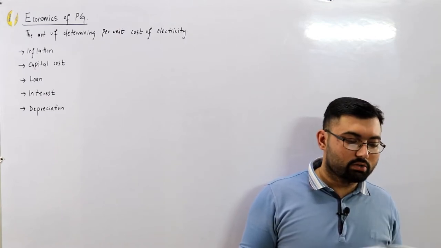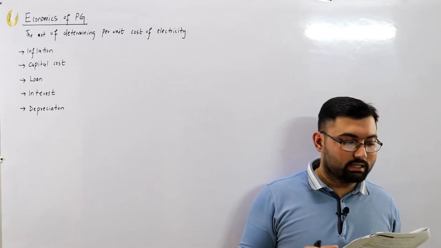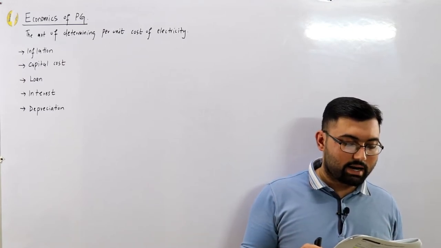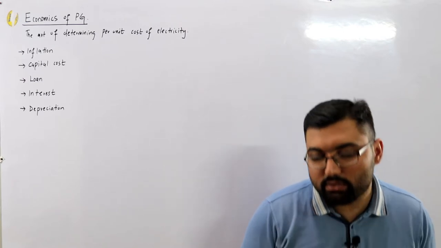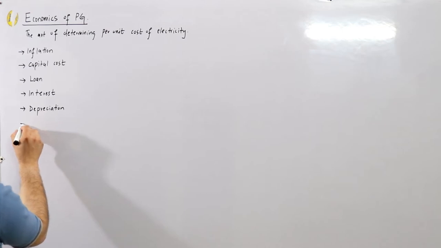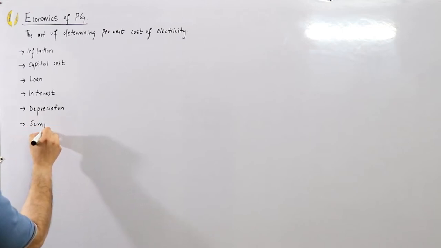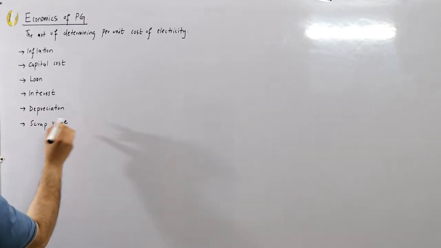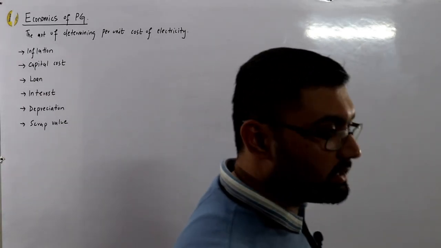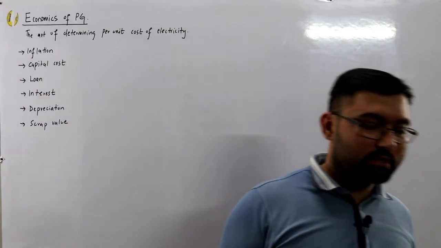Most assets lose their value over a span of time. The value of the asset at the end of its useful life is the scrap value. Scrap value is the value of the asset at the end of its life. For instance, I bought a mobile phone for 1 lakh rupees. That is my principal amount at this stage.